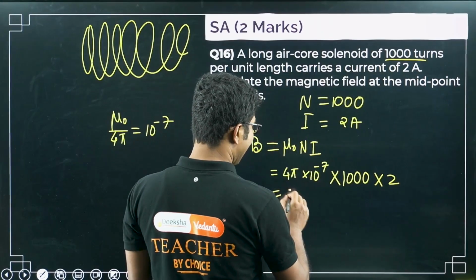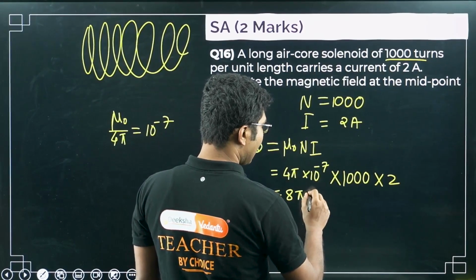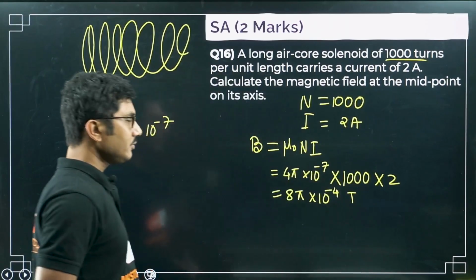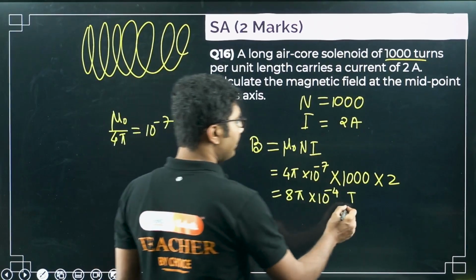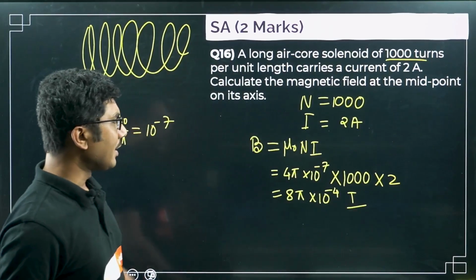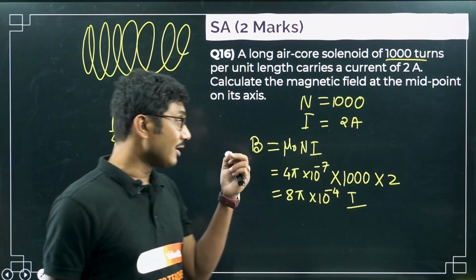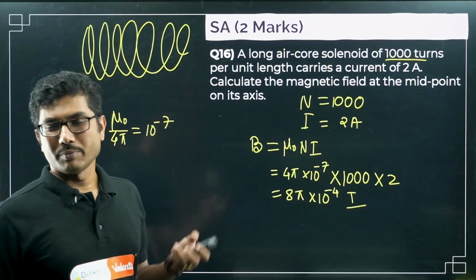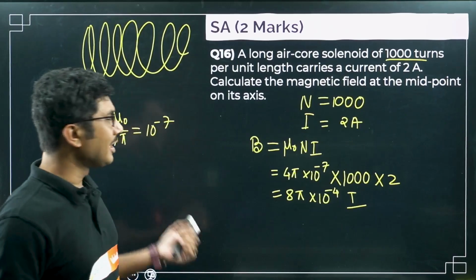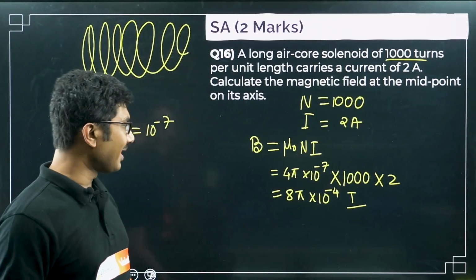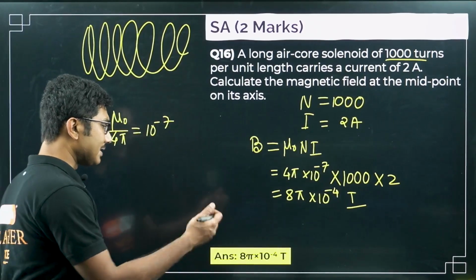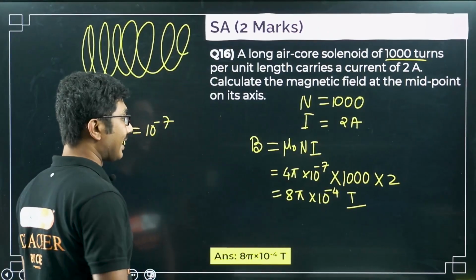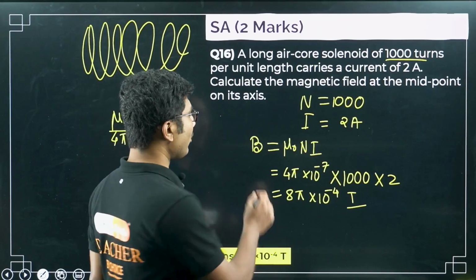So it will be 8 pi times 10 to the power of minus 4 Tesla. Everything is in SI unit, so B will be in Tesla. You can multiply the value with 3.14, so you will get around 25, approximately 25 times 10 to the power minus 4, but this is also correct. Yes, the answer is given as 8 pi times 10 to the power of minus 4 Tesla. So this is the correct answer. Very simple question, one formula based question.